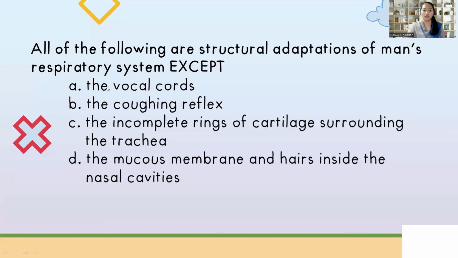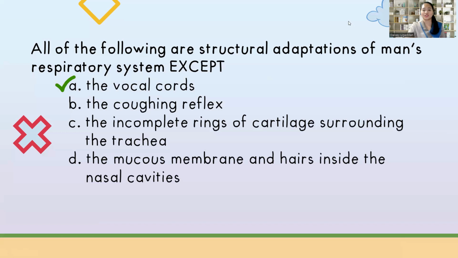So we all know that the vocal cords is part of your larynx. This is inside your larynx. B, the coughing reflex. This is what your body does whenever the food or liquid comes inside your air pathway, or yung daanan ng hangin. C, the incomplete rings of cartilage. The incomplete rings make sure that your trachea won't collapse. And the mucous membrane and hairs inside the nasal cavities, these are inside your nasal cavities because they will filter and moisten the air that you breathe in. So based on those explanations, what would be the correct answer? It is letter A, or the vocal cords.